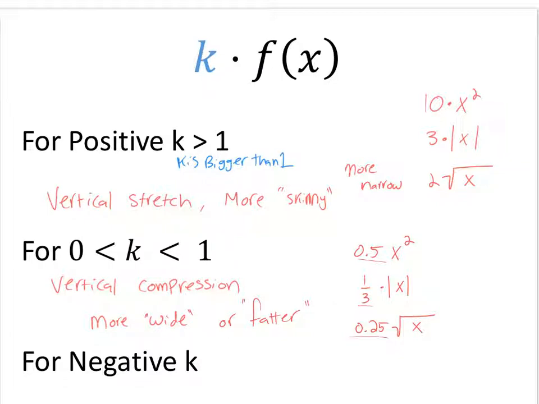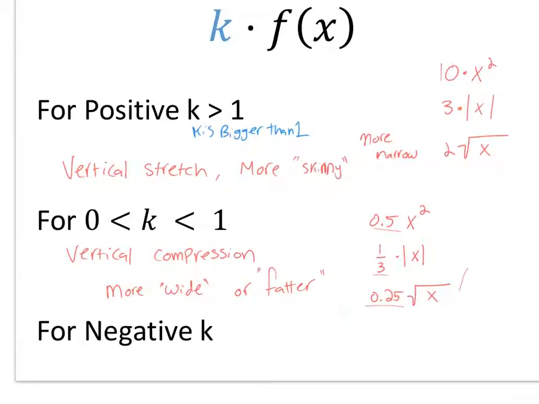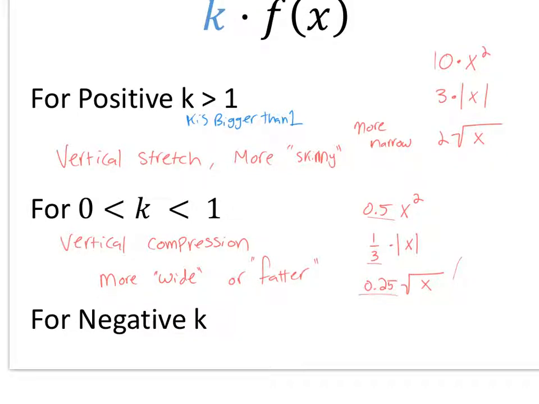And for negative values, I'm going to move this. Hopefully I can move. There we go. For negative values of k, it's a vertical reflection, or it's over the x-axis. And it just means that for any of these other functions, if there's ever a negative in front, these two things still apply, but it would be reflected over the x-axis.